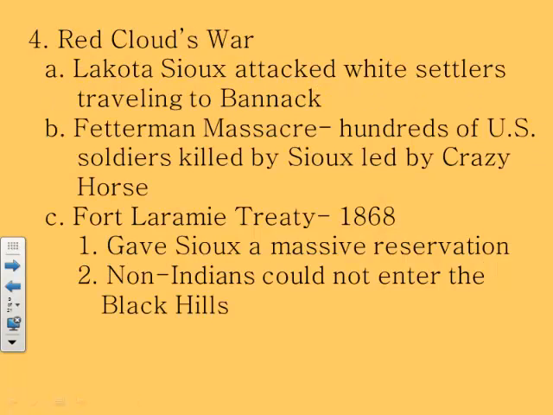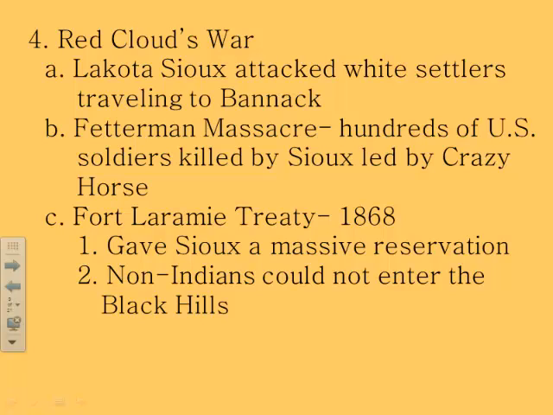Now we're going to get into some of the specific conflicts that broke out. Red Cloud was one of the chiefs of the Sioux. There were many different bands of the Sioux, and the Lakota Sioux were attacking settlers traveling to Bannock, which obviously is in Montana. Many of you have been there. And also the Fetterman Massacre was one of the biggest attacks, in which hundreds of U.S. soldiers were killed by the Sioux, led by Crazy Horse. So you have three really prominent leaders of the Sioux: Red Cloud, Crazy Horse, and Sitting Bull. And they all have the goal of preventing the whites from taking their land.